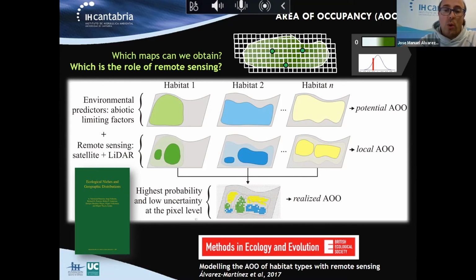We get what we call the realized area of occupancy. This is the areas only dominated by that particular habitat. If you see the image, the green, the blue, and the yellow color in the line of local area of occupancy, they occupy locations that overlap. When you overlap all of them, some dominate in some locations and others dominate in other locations. So that's what occurs in reality, and that's what we can do by modeling vegetation with remote sensing, okay?